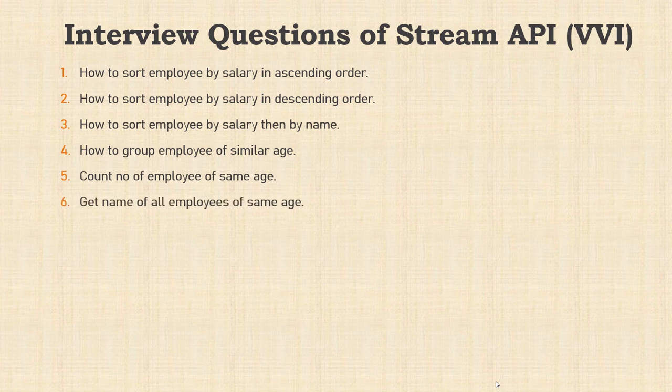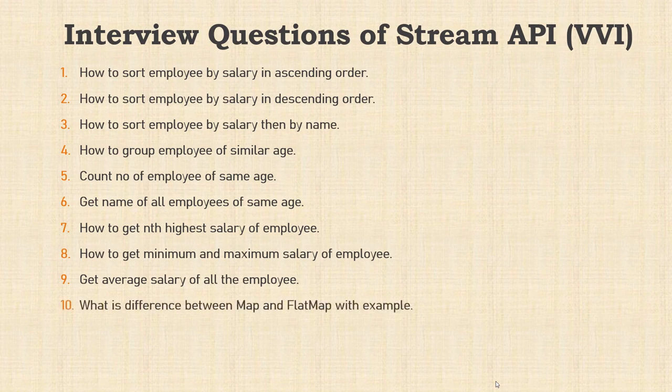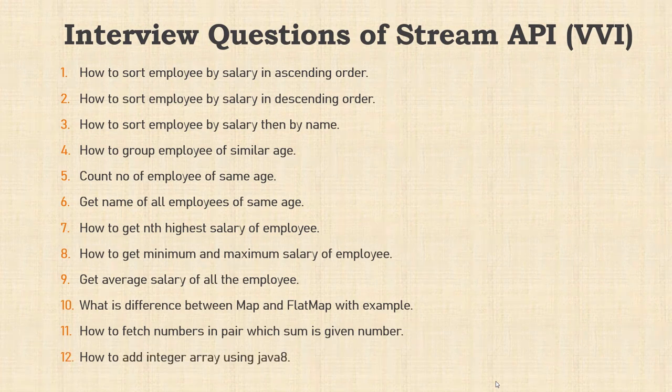Sixth will be get the names of all employees of the same age. Seventh will be how to get the nth highest salary of an employee. Eighth will be how to get the minimum and maximum salary of an employee. Ninth will be get the average salary of all the employees. 10th will be what is the difference between map and flatMap with an example. 11th will be how to find numbers in pairs whose sum is a given number. 12th will be how to add an integer array using Java 8.